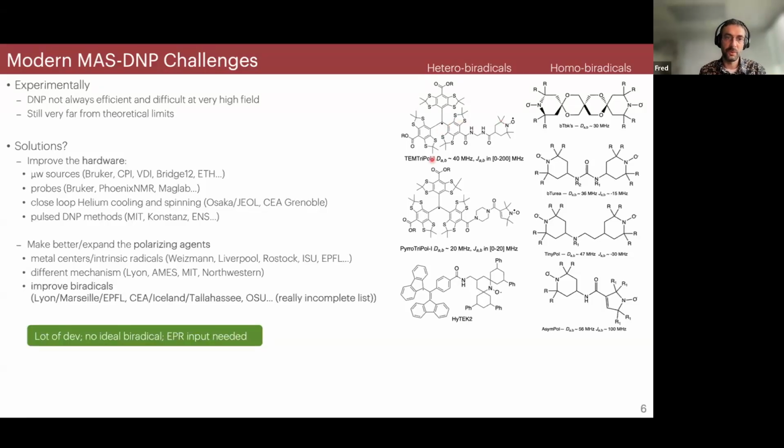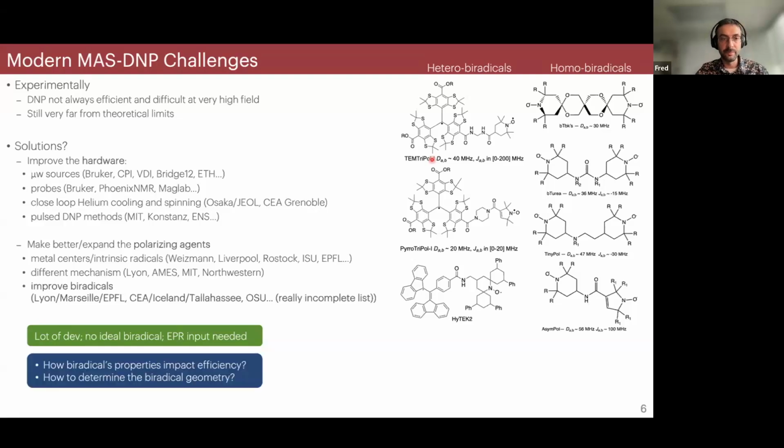There's a lot of development on the biradicals. There is no ideal biradical. Actually, I think that an ideal biradical is pointless. It may be field dependent, so some biradicals will be better at certain fields than others. And clearly, every time you make a new biradical, the EPR input is needed.